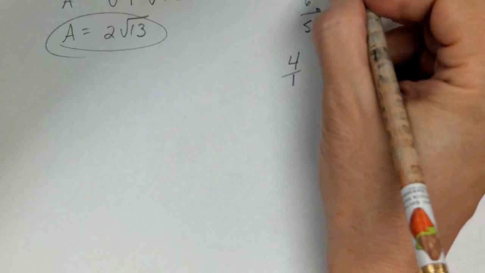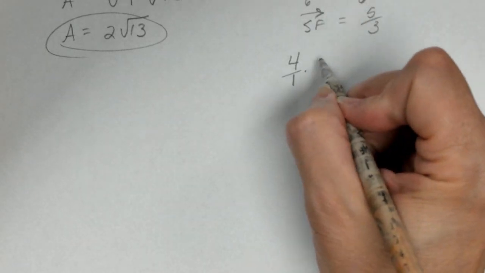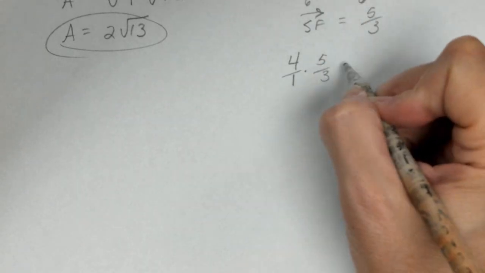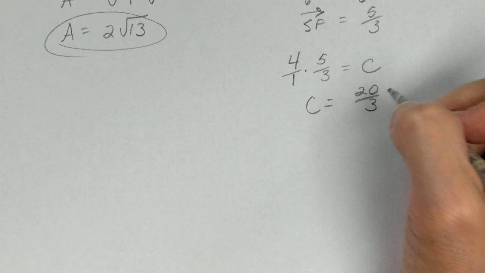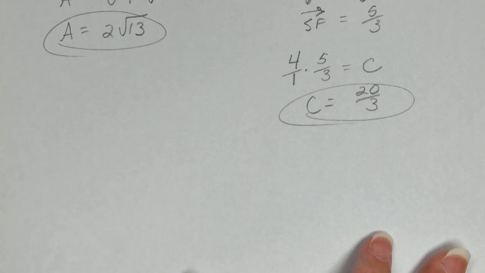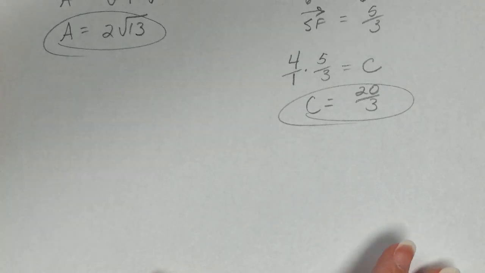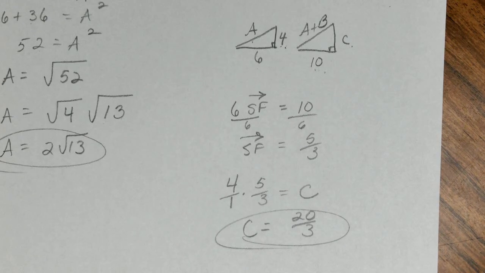Okay, so 4, this side, times the scale factor will give me that side. So 4 times 5/3 will give me C, and that means C is 20 over 3. Okay. Now for B, let's take a look at our drawings again. You have yours on your paper, but slide this down a little.